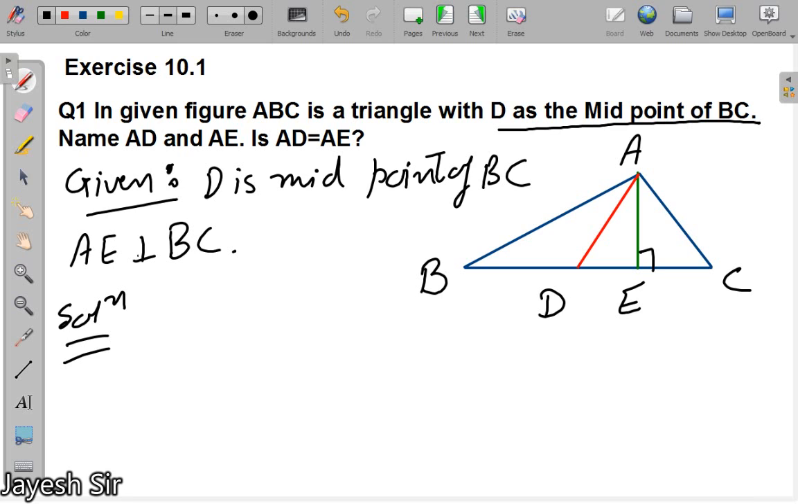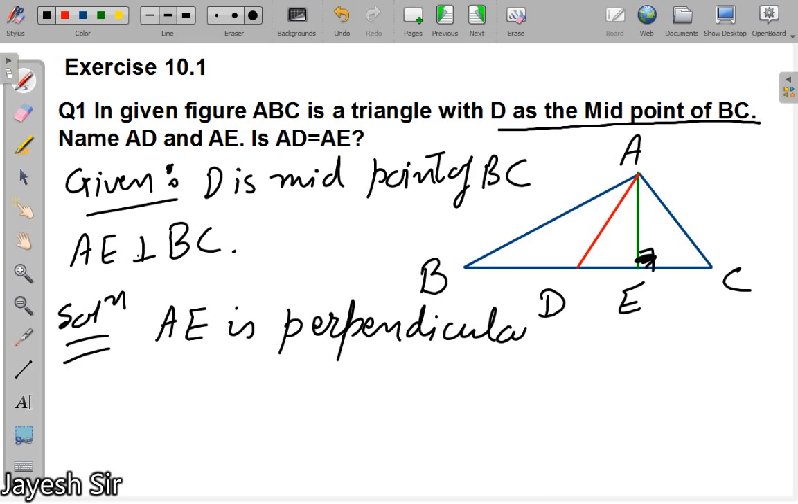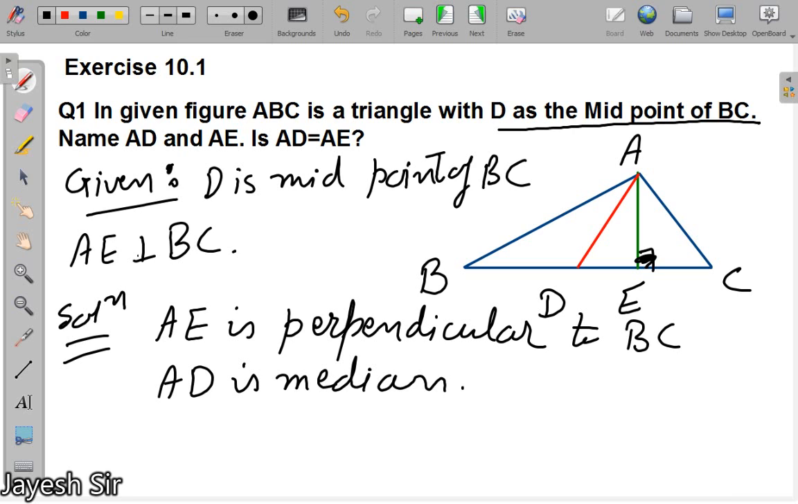First of all we have to name AD and AE, so we can say that this angle is 90 degree, so AE is perpendicular to BC. Okay, or we can say AE is perpendicular of triangle ABC, and secondly AD is median. We learned yesterday about median. What does a median do? It divides the opposite side into two equal parts. Okay, because D is the midpoint of BC, that means BD and DC are equal.